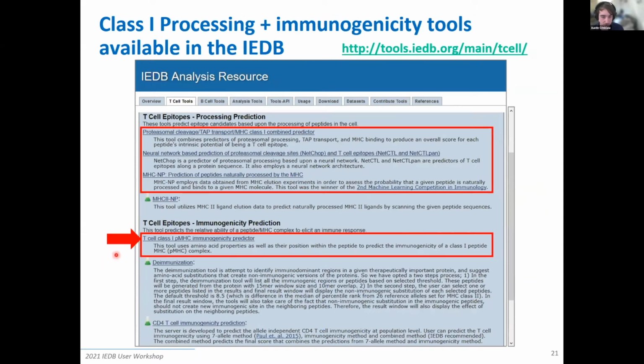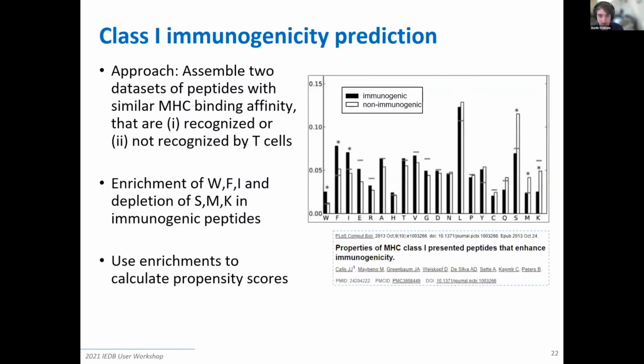And then for the final tool I'm going to talk about, we have the immunogenicity predictor. The approach for this tool was to assemble two data sets of peptides that have similar MHC binding affinity. The first set is going to be recognized by T cells, and the second set is not. When we looked at the peptides that are immunogenic, we see an enrichment of specific amino acids, but we also see a depletion of specific amino acids. We used the information about the enrichments to calculate propensity scores.